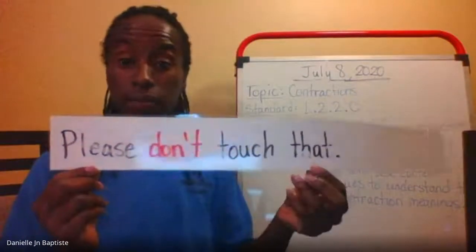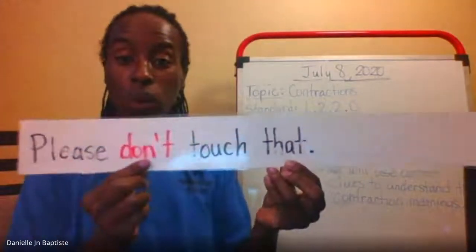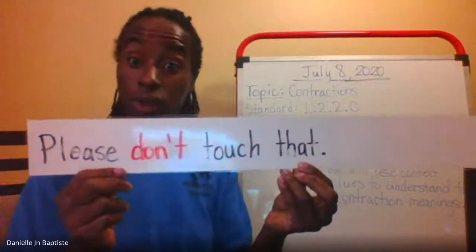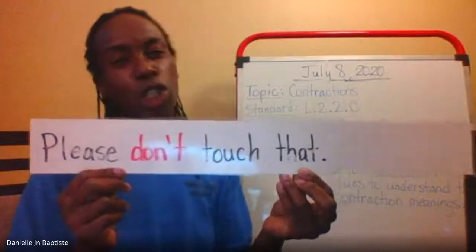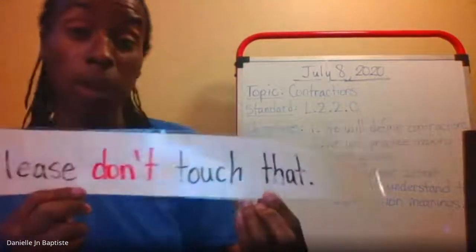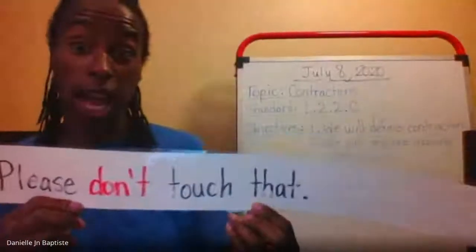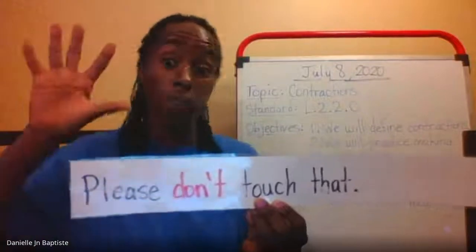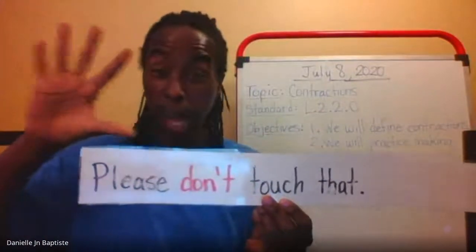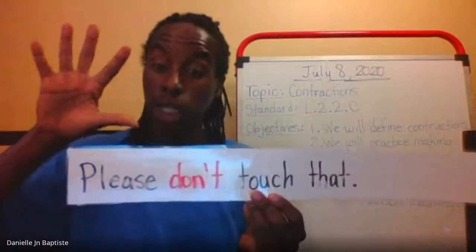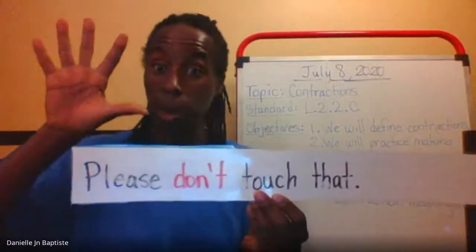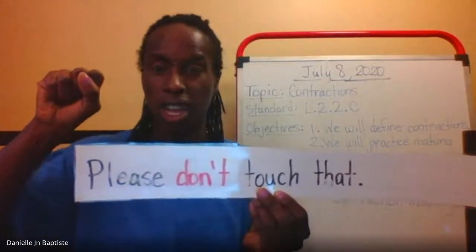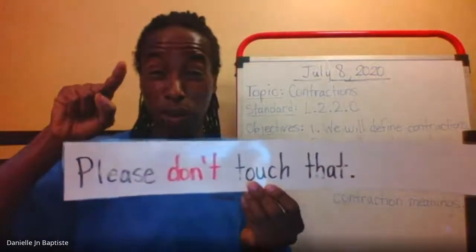I'll read the sentence. Please don't touch that. Please don't touch that. And you can see that the contraction is in red. What does don't mean? And by the way, because we took our time going through the contractions, this is going to be like a fast game show. I'm going to give you 5 seconds, 5 short seconds to tell me what don't means. So I'm going to put my hand up like this, and then I'm going to fold down each finger until there are 0 left. And you have that amount of time to tell me what don't means.